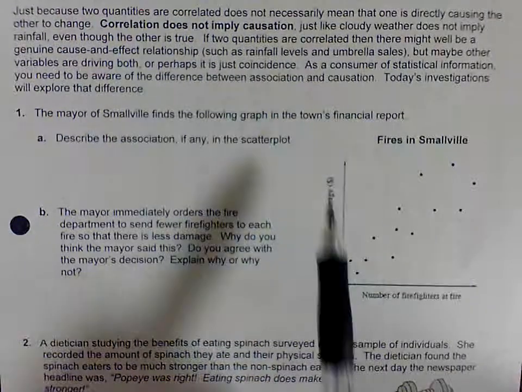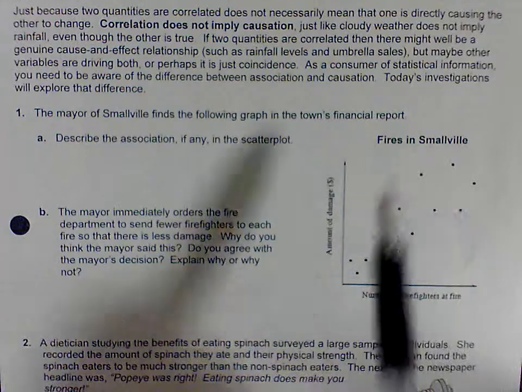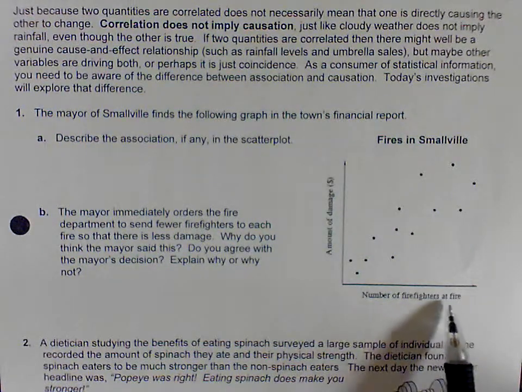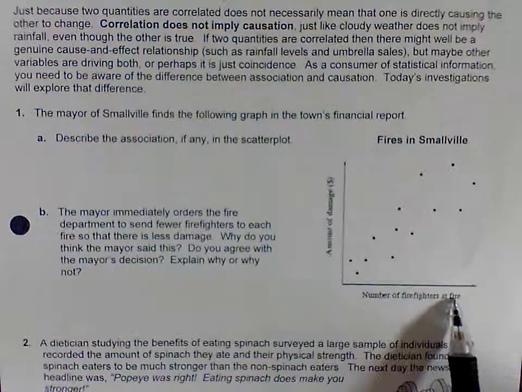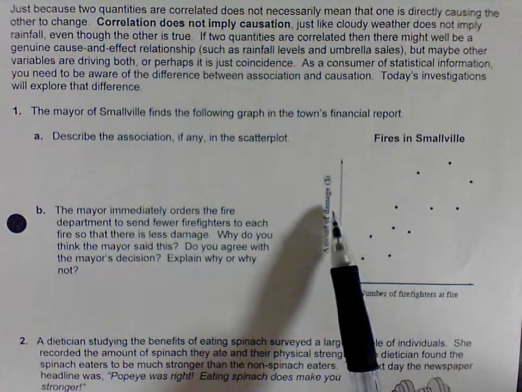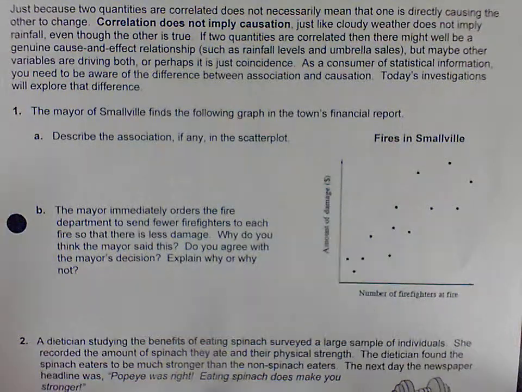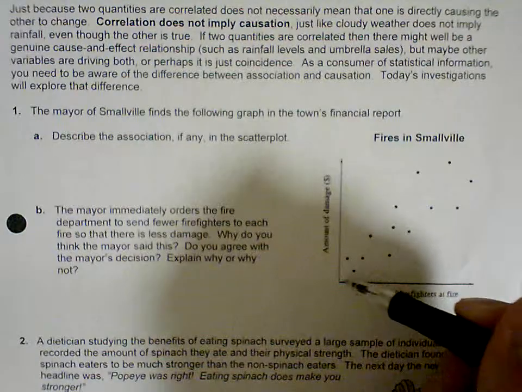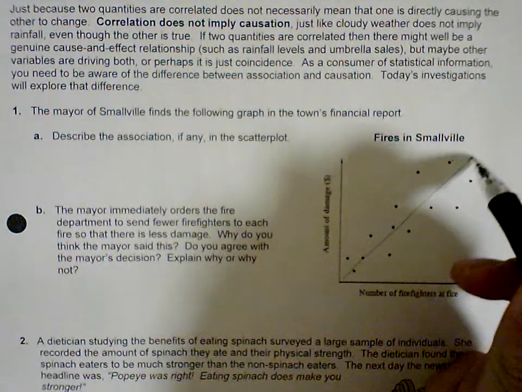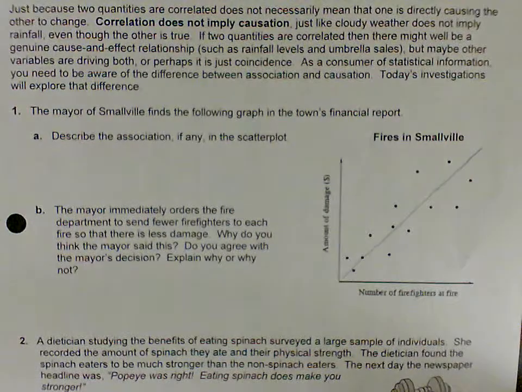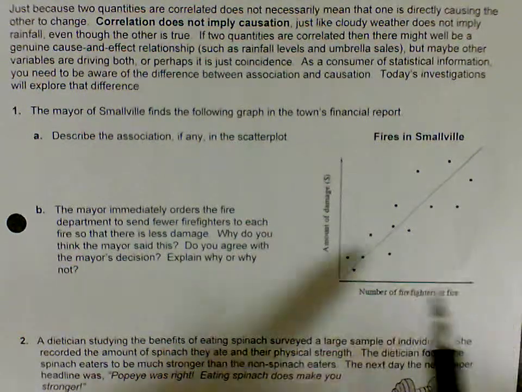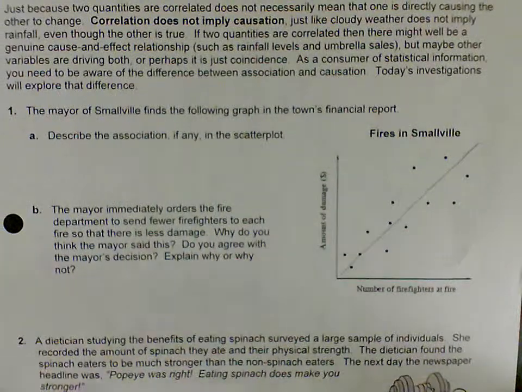So, we've got fires in Smallville. On the x-axis, we have the number of firefighters at the fire. And on the y, we have the amount of damage in cost or in money. So I can draw a line of best fit here, going right through the middle. We can clearly see that as the number of firefighters increases, the amount of damage is also increasing.